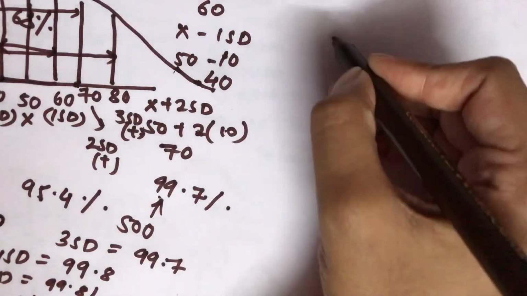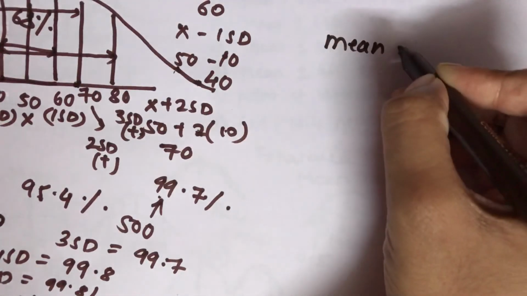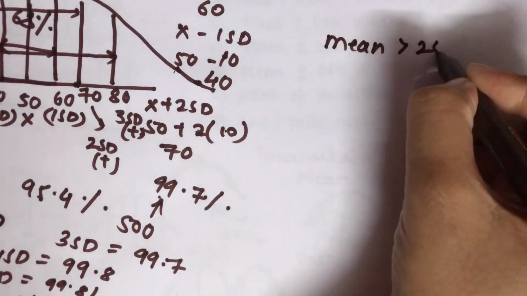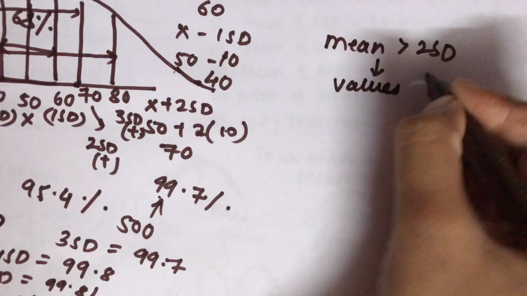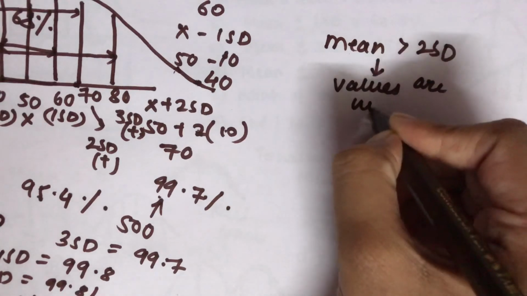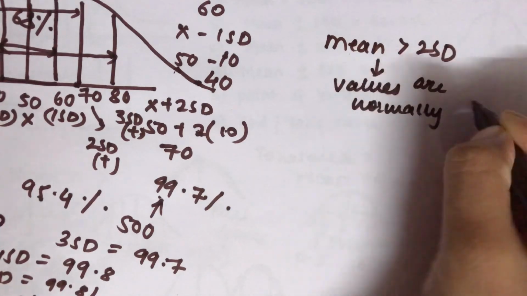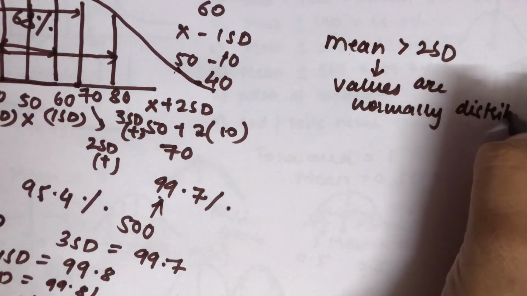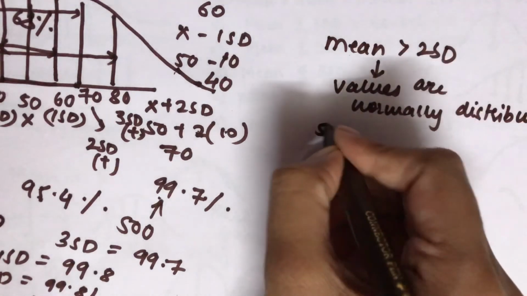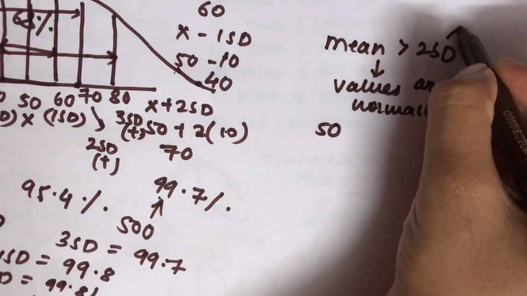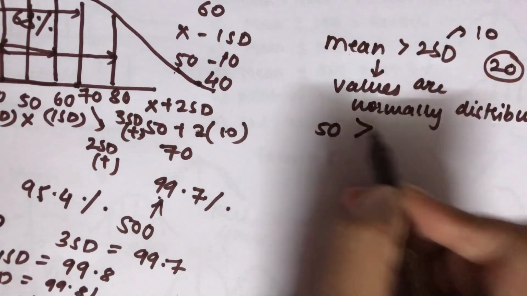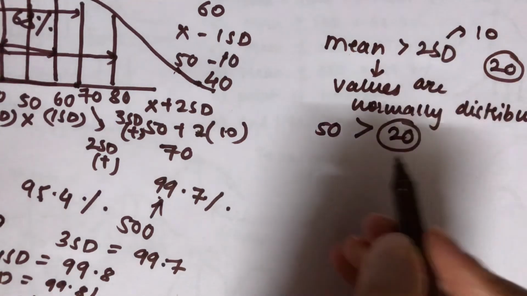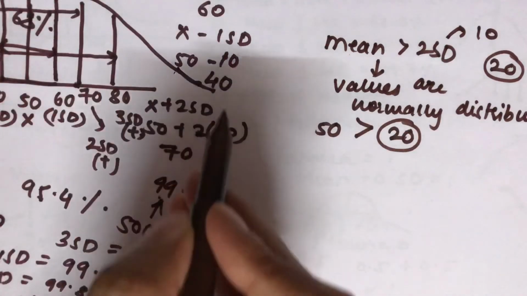And lastly, there is this formula which says that if the mean is greater than 2 SD, it indicates that the values are normally distributed. In the example we have seen, the mean was 50 and your SD was 10, so 2 SD is equal to 20. Now your mean is greater than this 2 SD, and that means this curve is normally distributed.